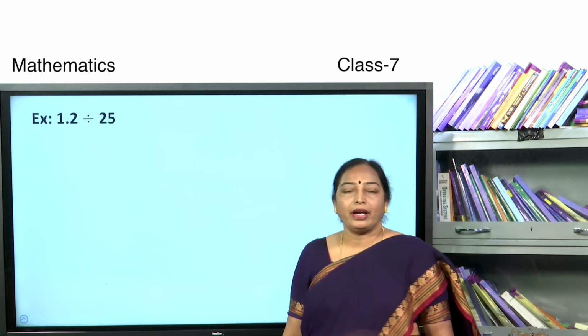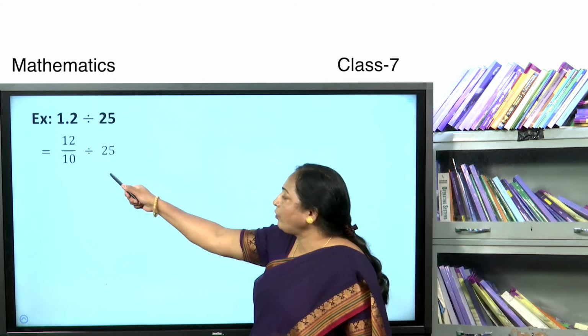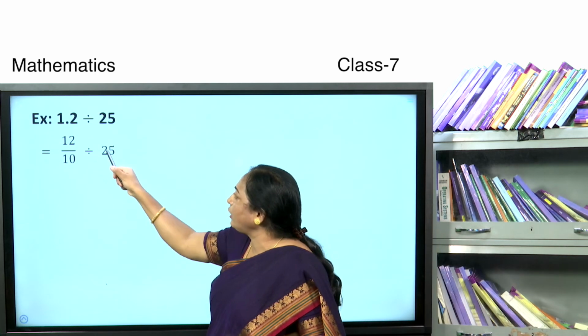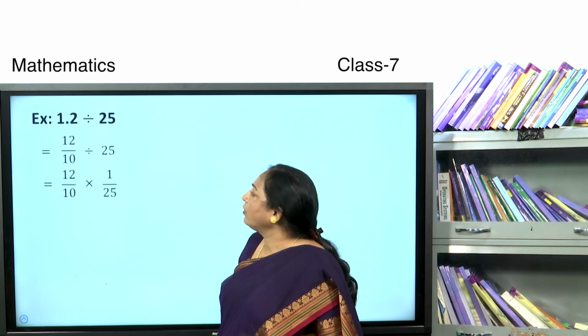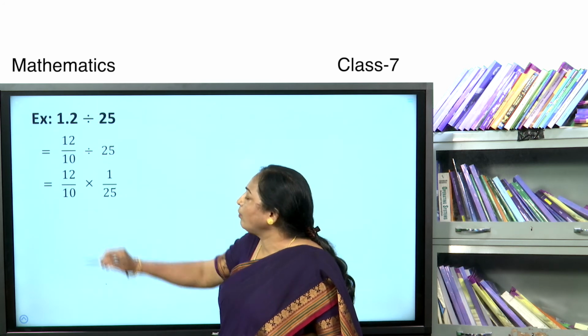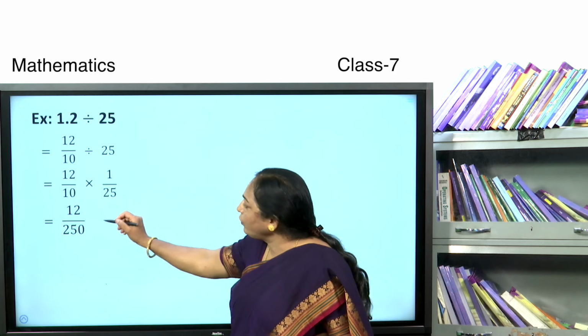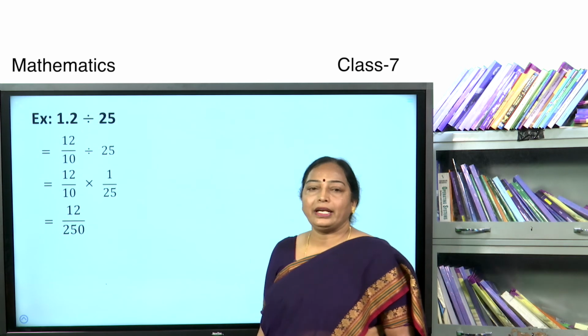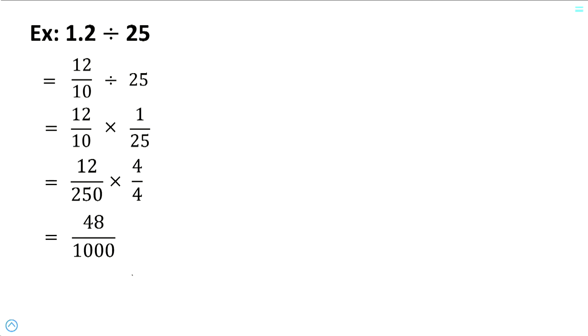0.52. Let us divide 1.2 by 25. Convert 1.2 into fraction form, 12 by 10 divided by 25, and multiply 12 by 10 by the reciprocal of 25, that is 1 by 25. Multiplying numerator with numerator, we will get 12 by 250, and we equate the denominator to 1000. That is why we multiply by 4 by 4. We will get 48 by 1000. Multiplying 12 into 4 is 48, 250 into 4 is 1000.